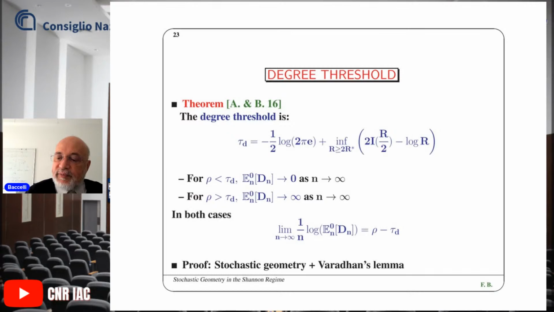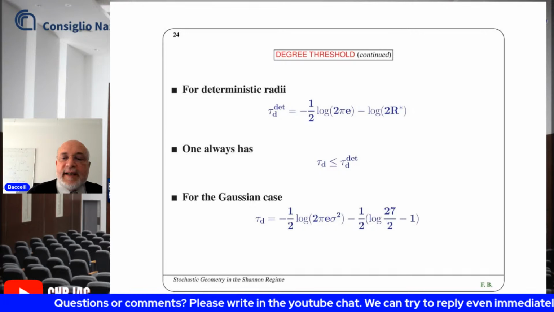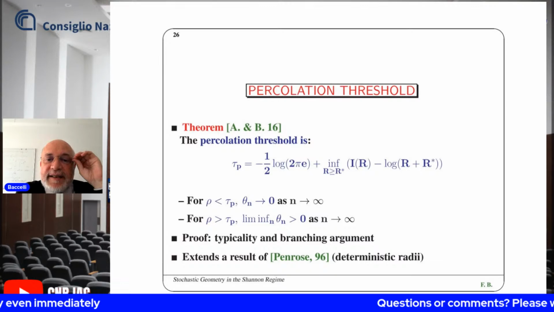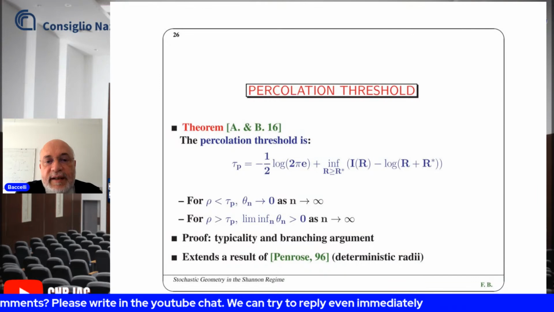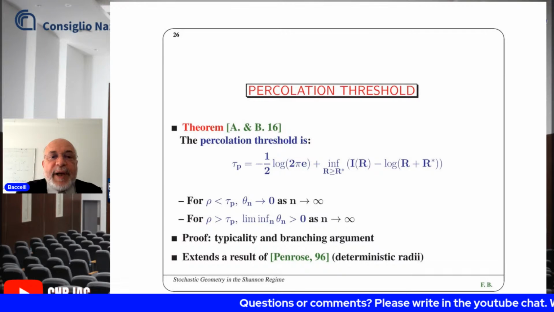I will not give so many proofs, I have no time. And there are lots of cases you can solve. Here is the deterministic case, the Gaussian case, and things like that. Okay, percolation threshold. Now this is the expression for the percolation threshold. It's an excellent result. It is a threshold that had been found by Penrose in the deterministic radius case, and there was no optimization problem there. But in the random radius case, this is the expression for the percolation threshold.